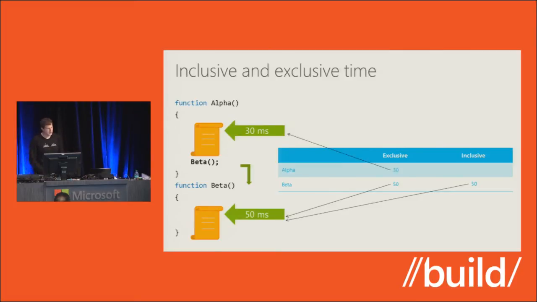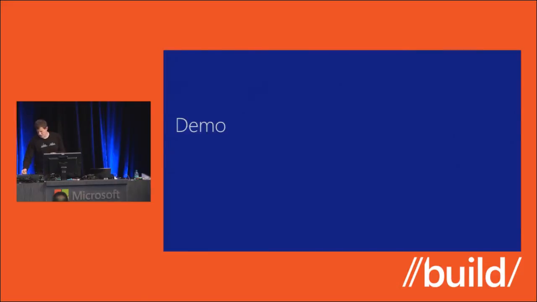Now for alpha, the exclusive time is the 30 milliseconds we spent executing the function body. And then the inclusive time is the 30 milliseconds executing the function body plus the 50 milliseconds it spent in the call to beta. So, all right, we're going to switch over and take a look at this profiler.